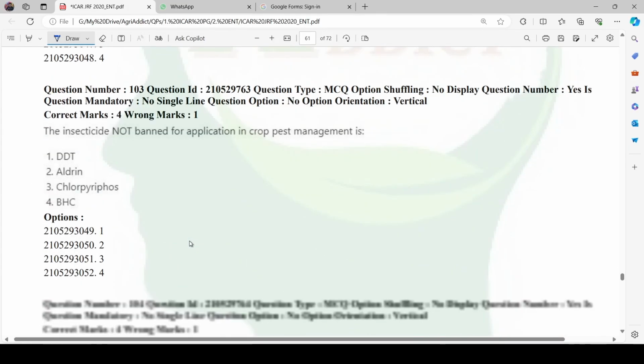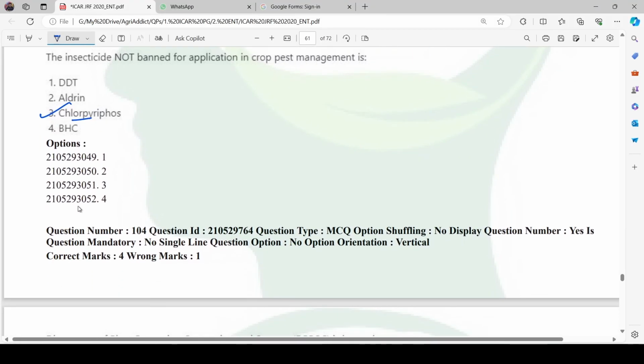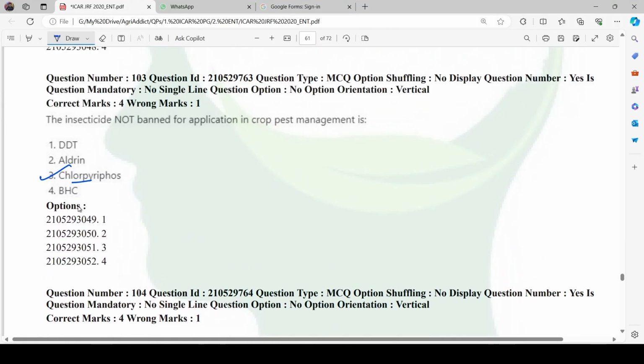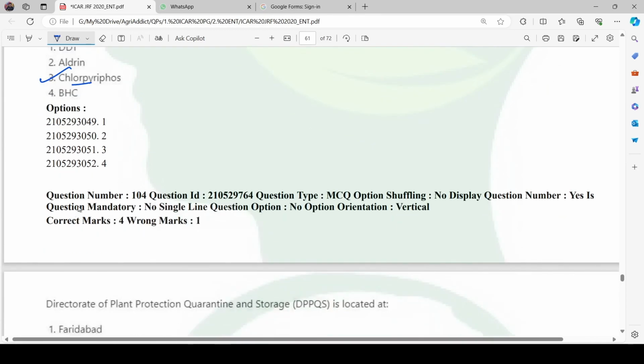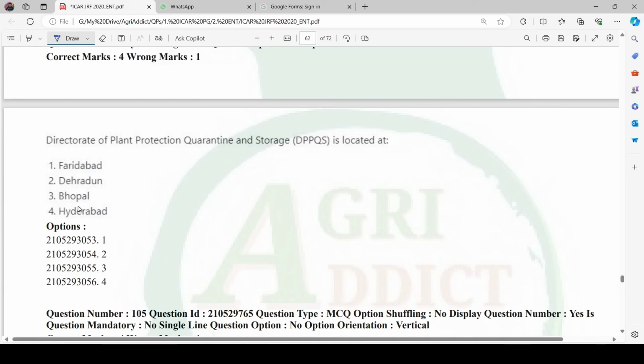The insecticide not banned for application in crop management is chlorpyrifos. The rest are like DDT, Aldrin, BHC, organochlorines, and these are all banned. But chlorpyrifos is not banned, though it has some restrictions in use, and it is used in pest management in our country. It is an organophosphate. Directorate of Plant Protection, Quarantine and Storage is located at Faridabad and it was established in the year 1946.